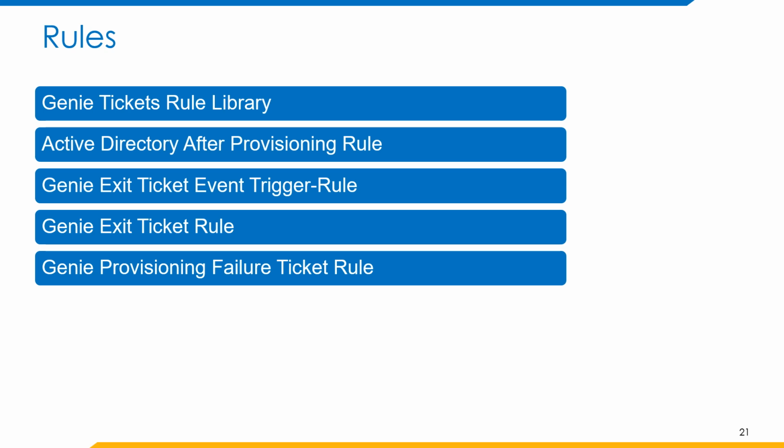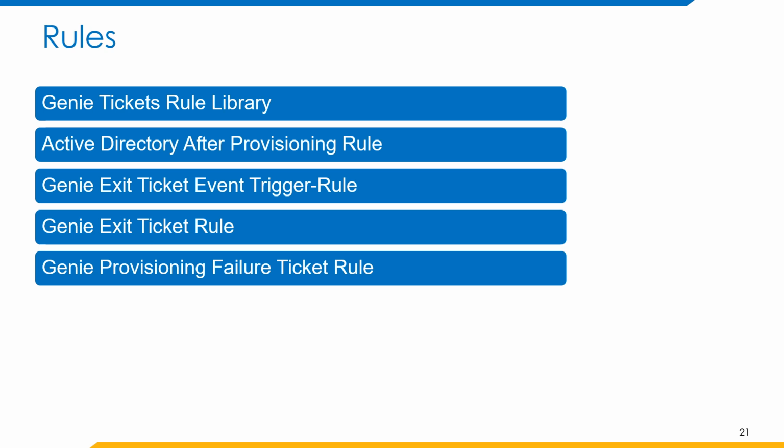Here in the integration process, we have developed a few rules. Let us discuss one by one. The first one is Genie Tickets Rule Library. This rule library contains all the user-defined methods which are used in the integration process, which we will be using to perform operations like generate authentication key, creating onboarding and offboarding tickets, creating provisioning failure tickets, connecting to database, adding ticket details to database table, triggering email notifications, and many more.